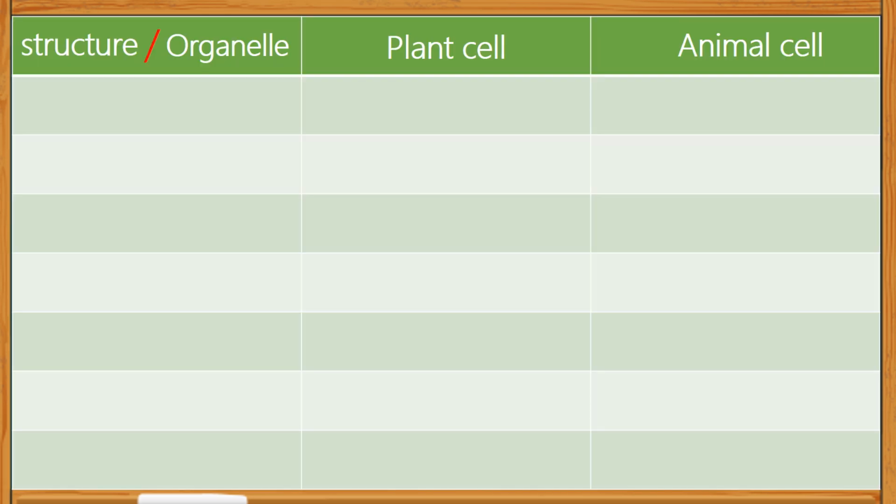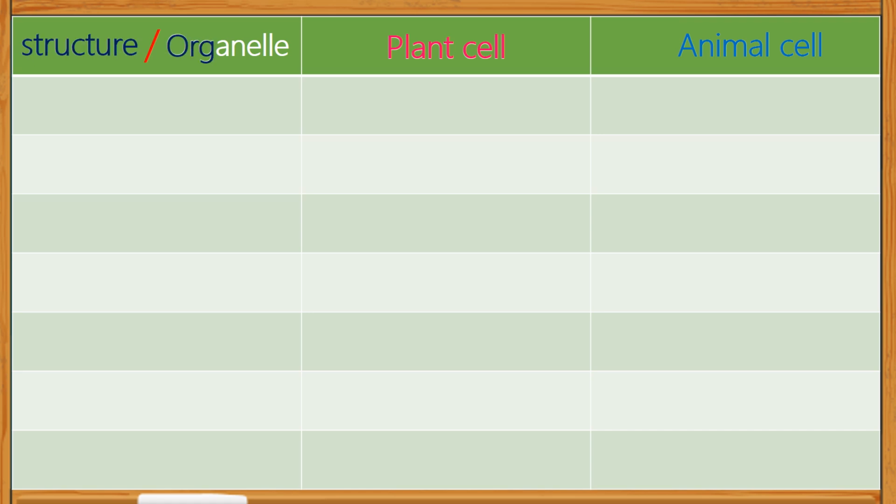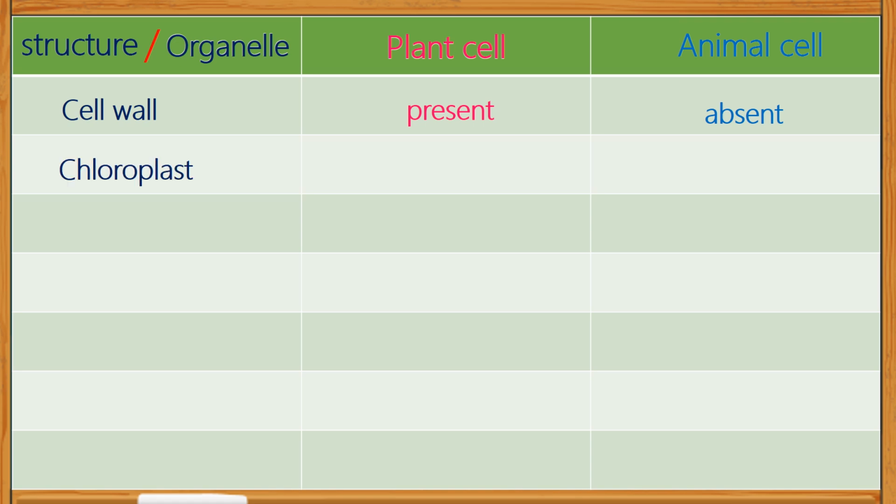To better understand the differences between plant and animal cells, let's list the details in a table. Plant and animal cells may have differences in their structure or organelles. For example, the cell wall is present in plant cells, but absent in animal cells. Chloroplast is also present in plants, but absent in animals. However, the centrioles are only present in animals but not in plants.